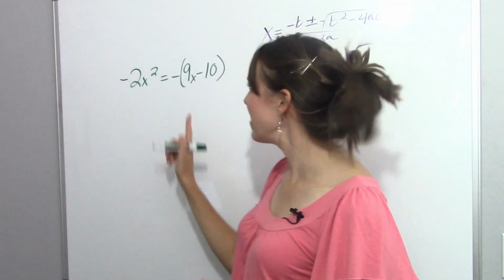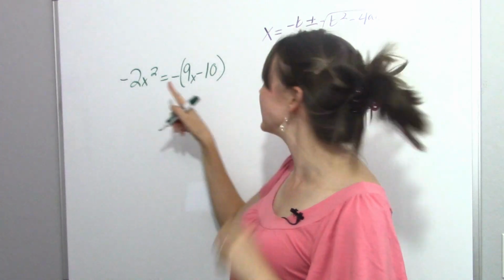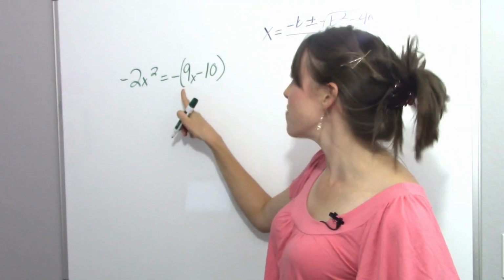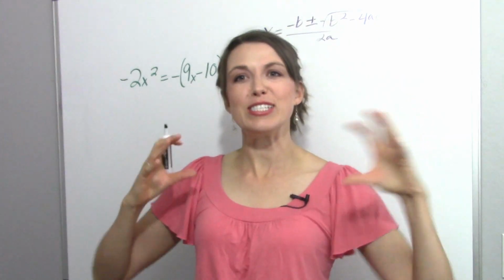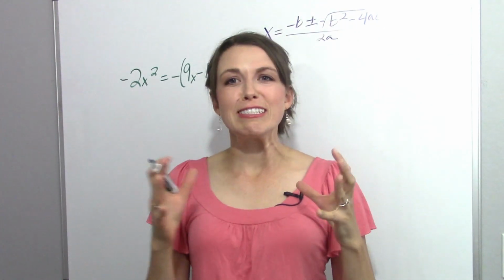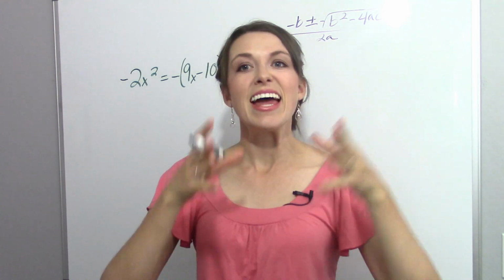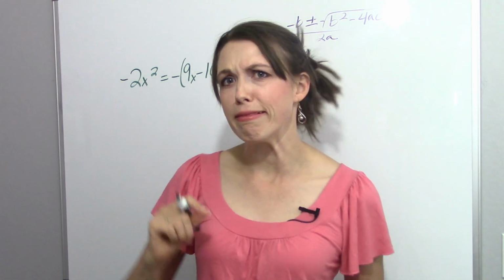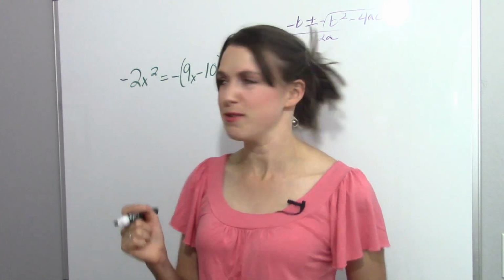So here we have negative 2x squared equals negative parentheses 9x minus 10. Okay, so we need to solve this a little bit and break it down so that it's the x squared, the x, and then the variables. So we need to do a little bit of pre-work before we can plug it into our quadratic equation.